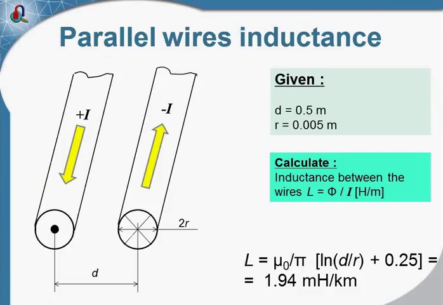Another important parameter of the transmission line is the inductance. Again, here is the simple case. There are only two conductors, two parallel wires composing the transmission line. The distance between wires is half a meter and the wire diameter is 1 centimeter. Our task is to calculate the inductance. The influence of the ground is not taken into account in this problem.